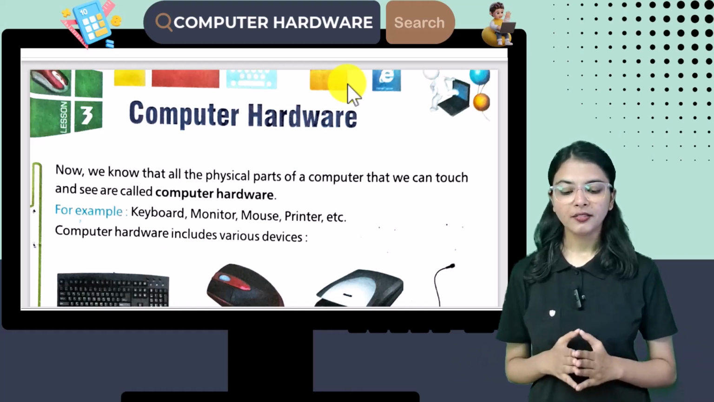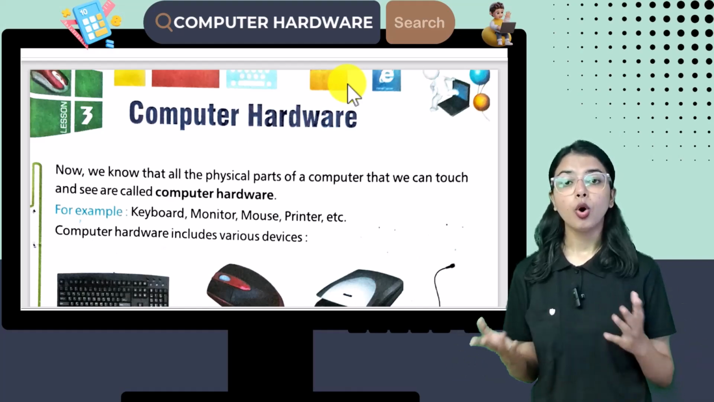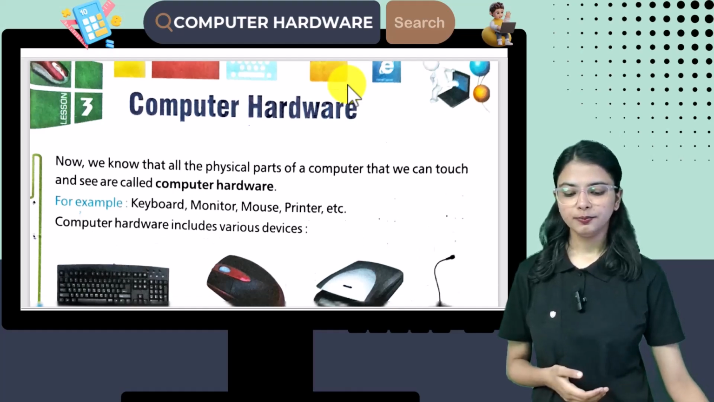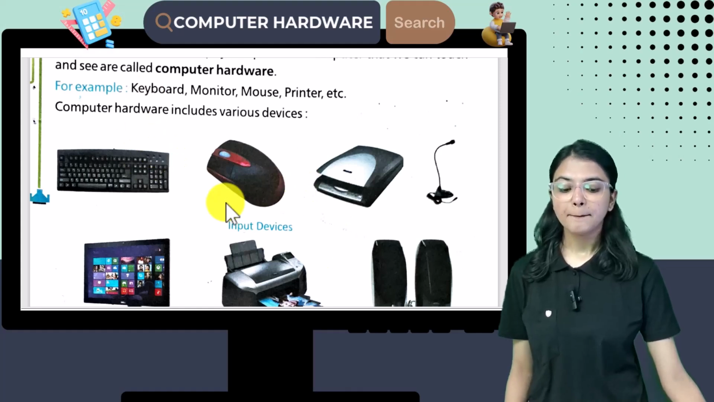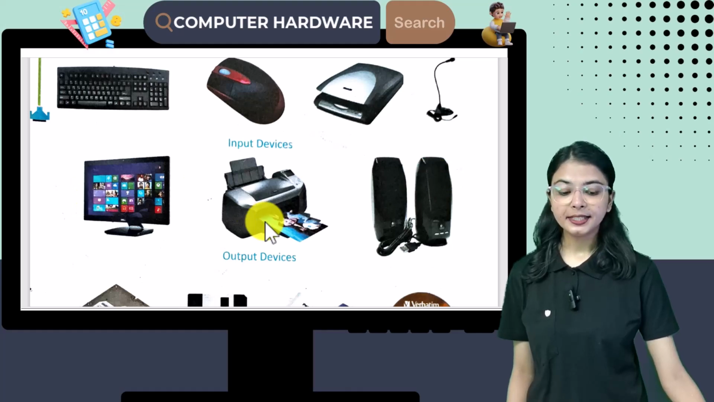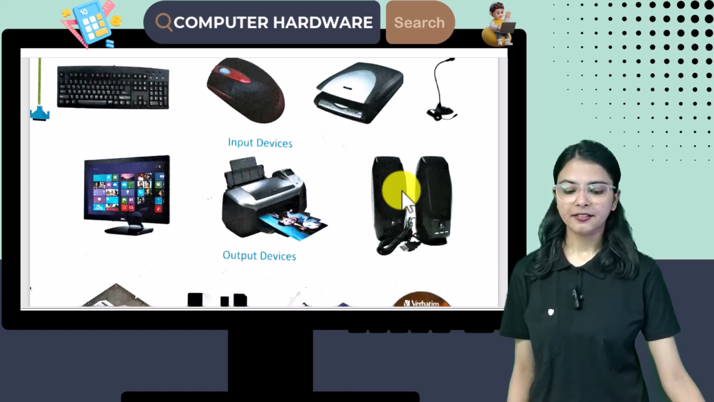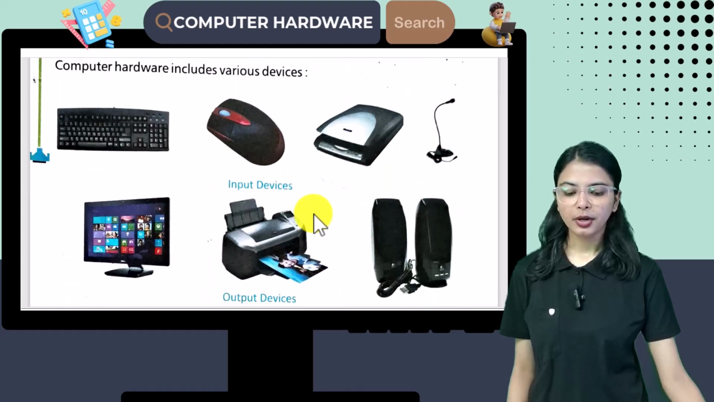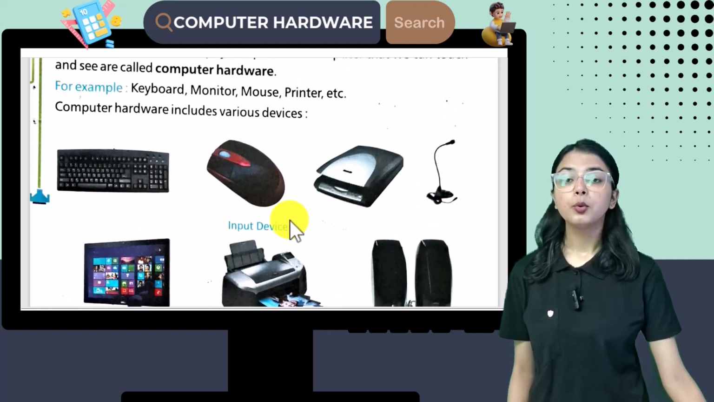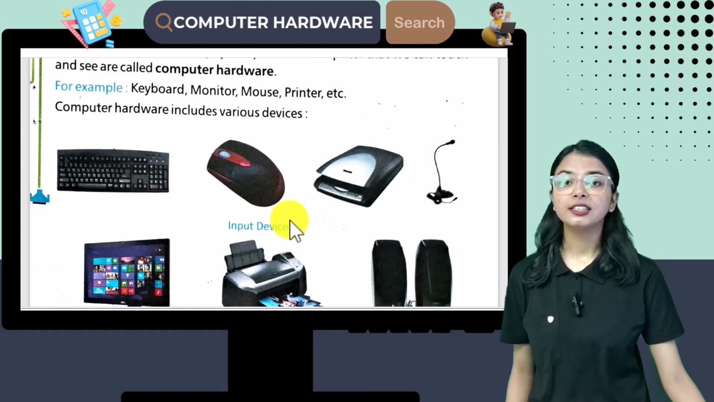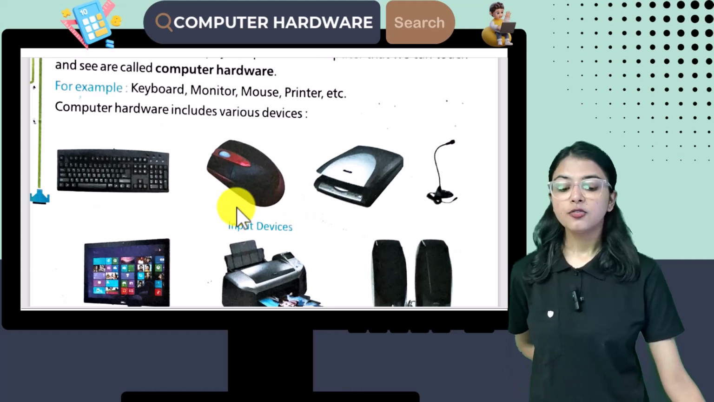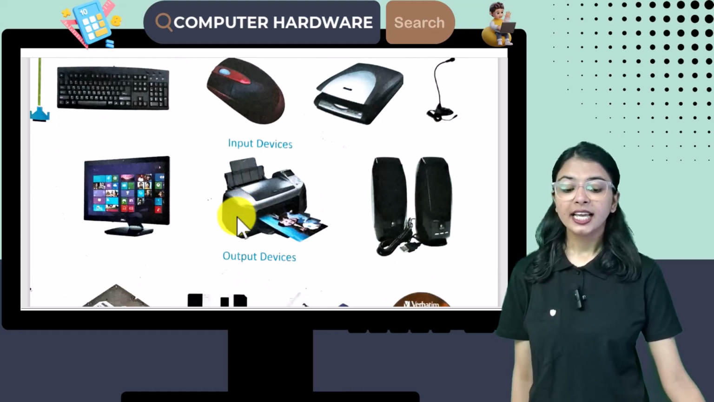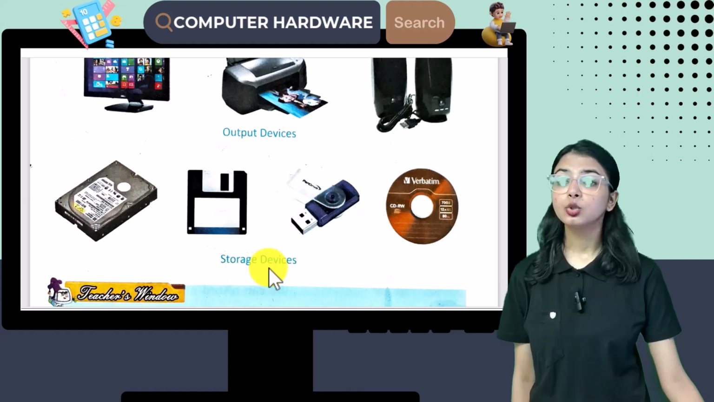So computer hardware includes various devices. What are these devices? Here we can see the picture of keyboard, mouse, scanner, microphone, monitor, printer and speakers. So computer hardware has, first of all, input devices, then output devices, then storage devices.